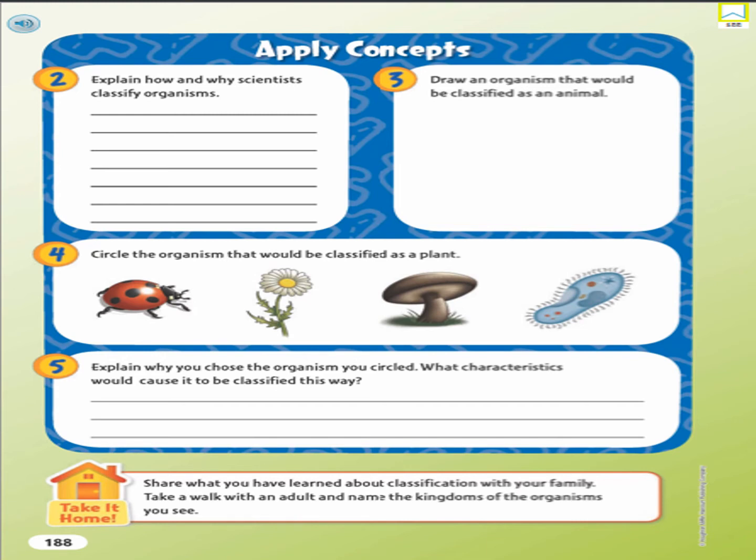Share what you have learned about classifications with your family. Take a walk with an adult and name the kingdom of the organisms you see outside. No, don't do that, because you're not supposed to go outside. There's a curfew. We want you to be safe. Although we're doing this, coronavirus is there. So what you could do is point to your pet, or point to some animal that you see on TV, and you could just do that. Alrighty.